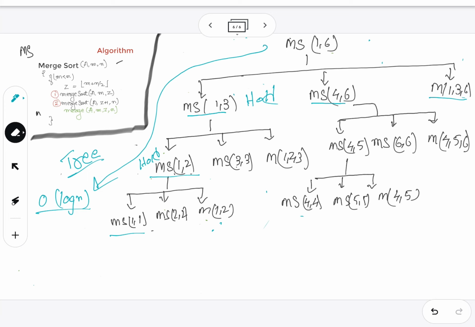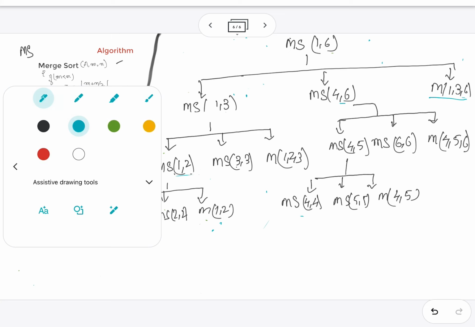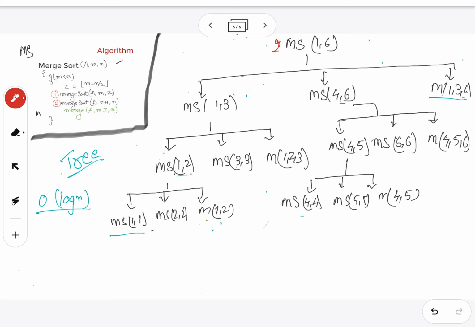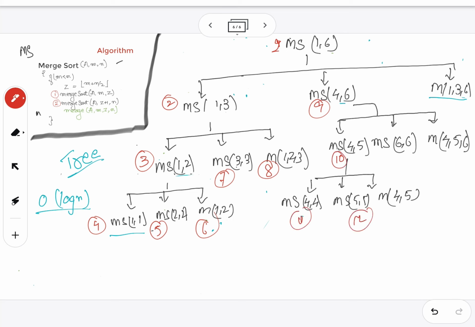Now, if we give a number, how many function calls do we have in total? For this input, n equal to 6, let's count how many function calls we actually have. Let's mark them with numbers. It starts with 1, then 2, 3, 4, 5, 6, 7, 8, then 9, 10, 11, 12, 13, 14, 15, 16. It seems there are 16 function calls.